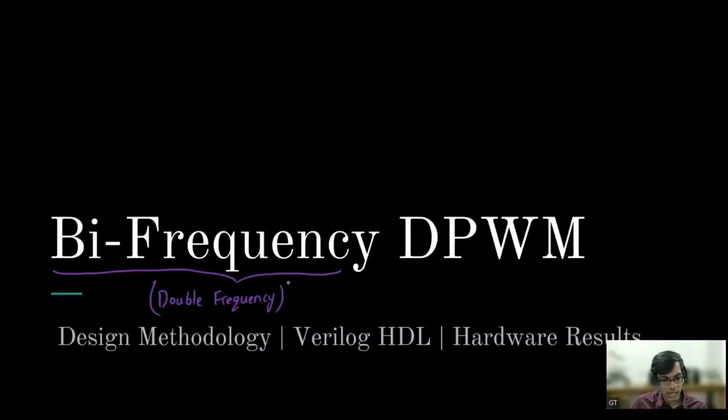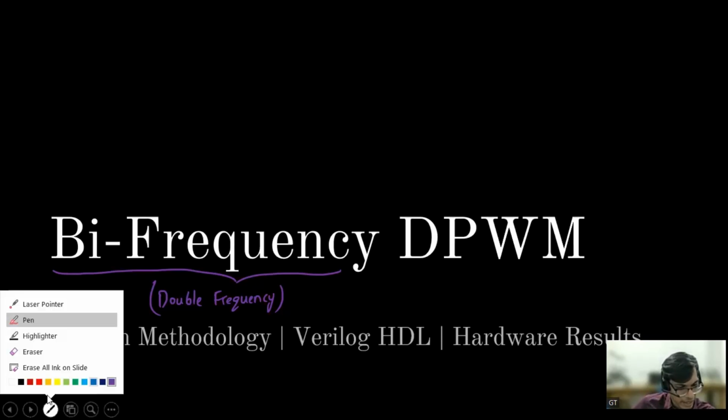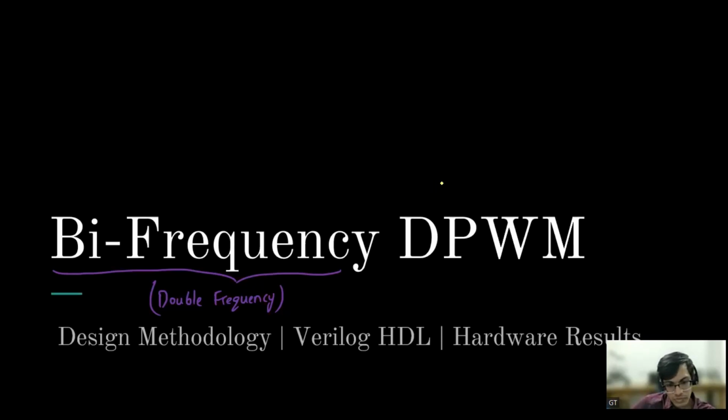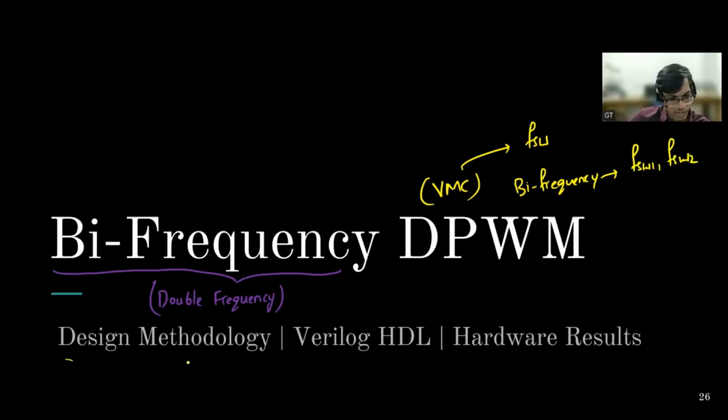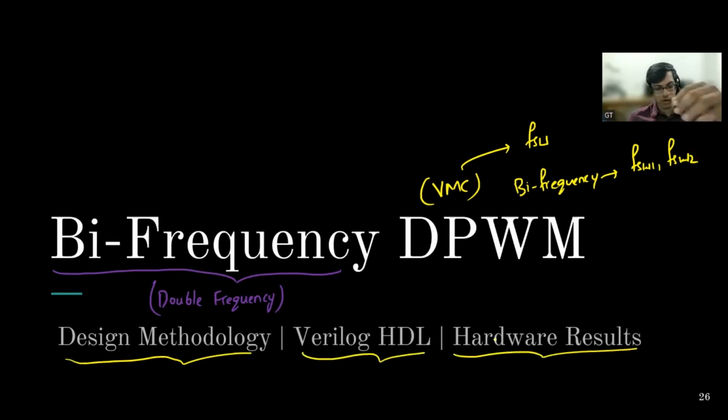So that is this. And bi-frequency DPWM, you can say, is like a voltage mode control. But in voltage mode control, we have one switching frequency. In the case of bi-frequency DPWM, we have two switching frequencies, FSW1 and FSW2. We'll go into that in detail in the upcoming slides. The same way, we'll first start with the design methodology, followed by Verilog HDL, and then the hardware results. After this, we'll solve a few problems.